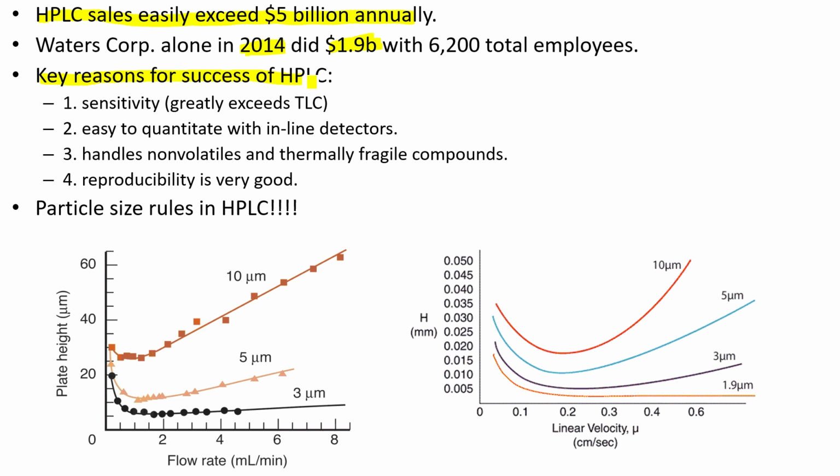All right. So, why is there success in HPLC? Some key reasons: number one is that sensitivity greatly exceeds that of thin layer chromatography. The inline detectors allow easier quantification. It handles the things we can't see in GC, which are the non-volatiles and the thermally fragile compounds. And last, it's very easy to automate and reproduce.